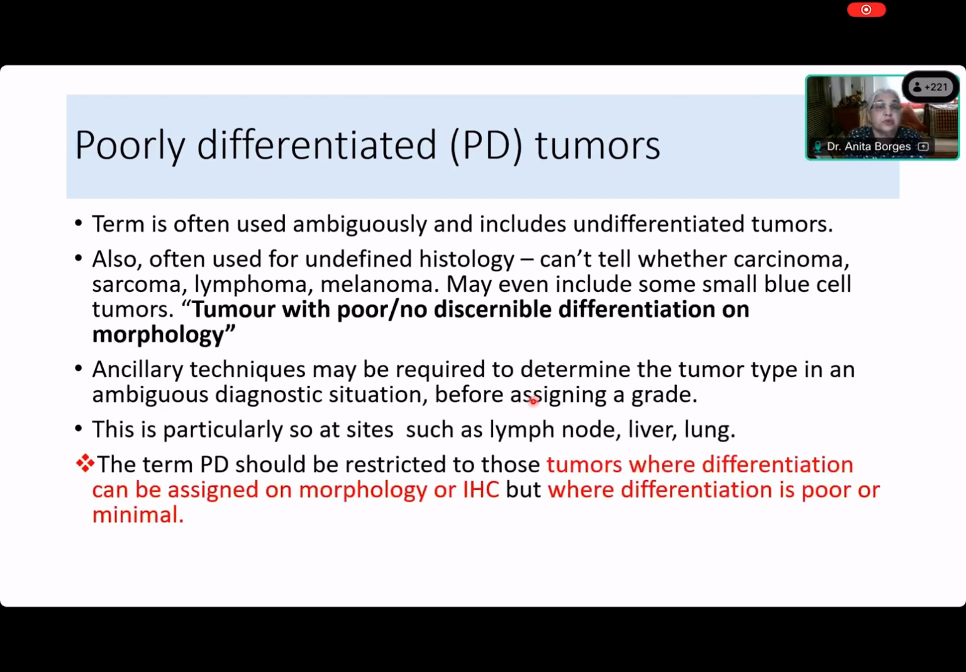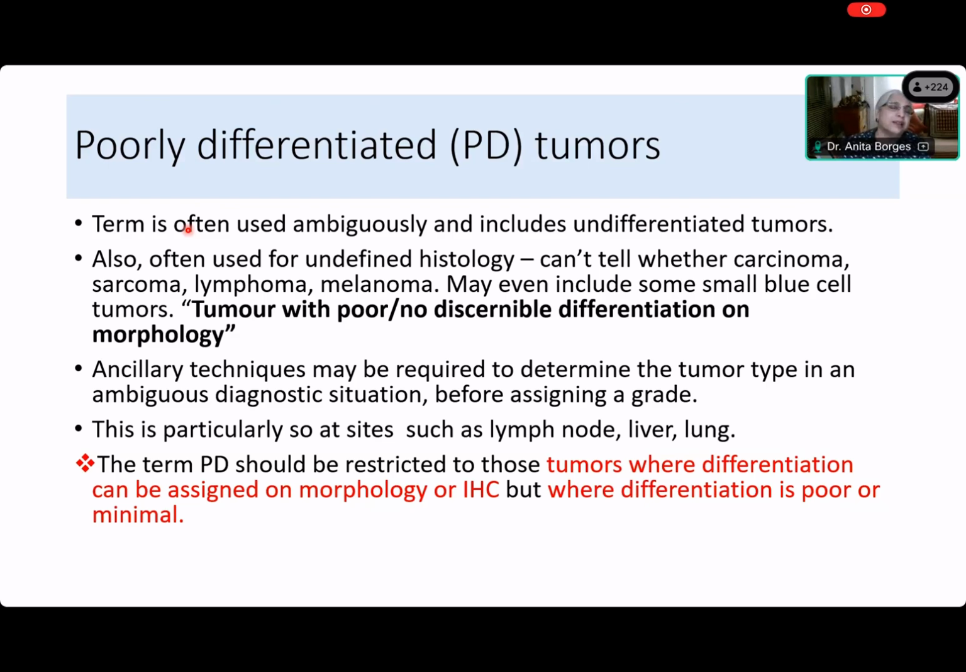Okay, so now let's come to poorly differentiated tumors. What is a poorly differentiated tumor? The first line that I've written over here is important. It is a term that is very ambiguously used, and it often includes what we would otherwise call undifferentiated tumors. A poorly differentiated tumor, if you think about it, has differentiation. Like a poorly differentiated squamous carcinoma, I can make out that it is squamous, but the differentiation is very poor. It is not showing keratin, etc. That's the correct way in which the term poorly differentiated tumor should be used.